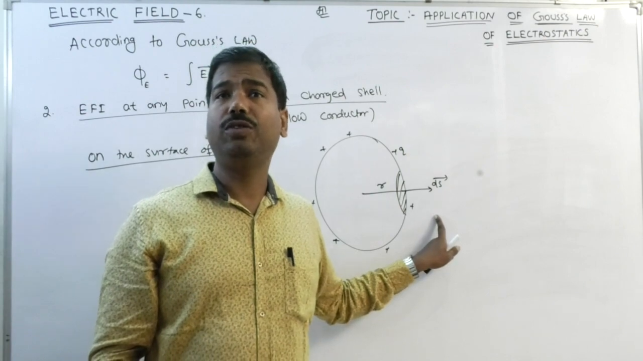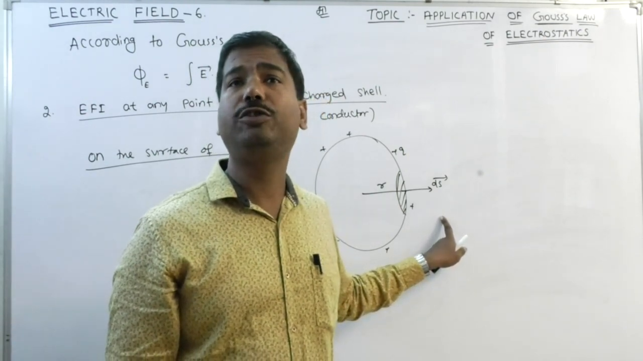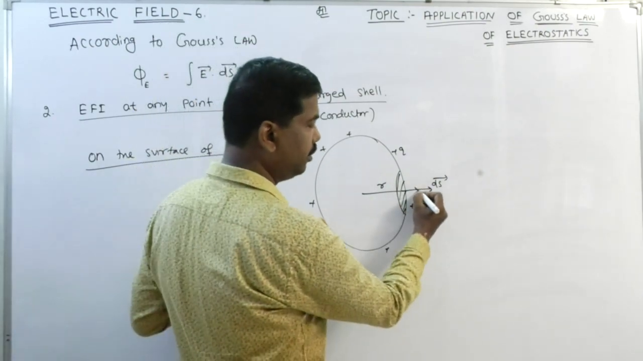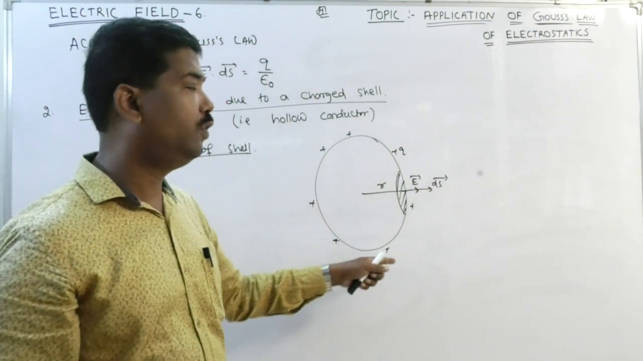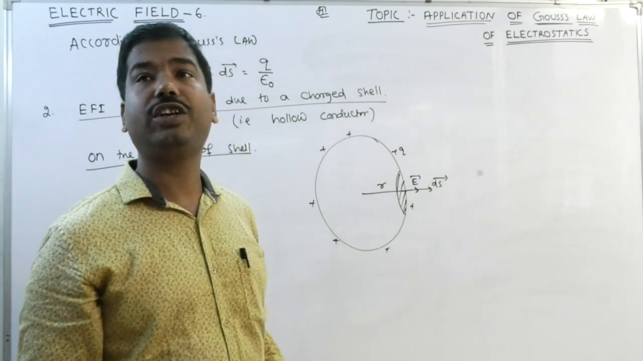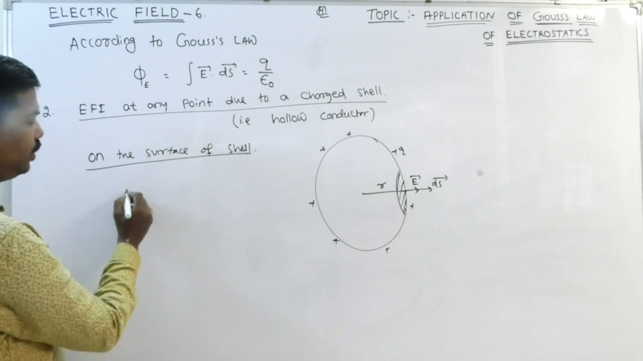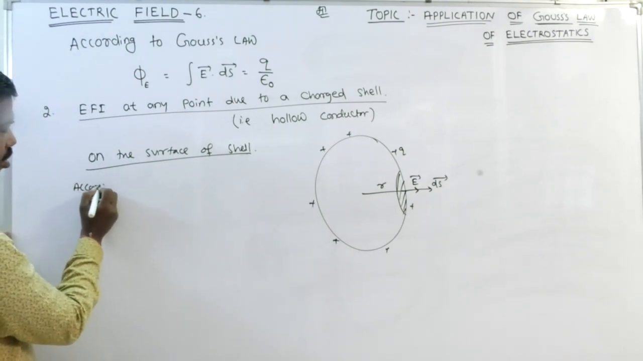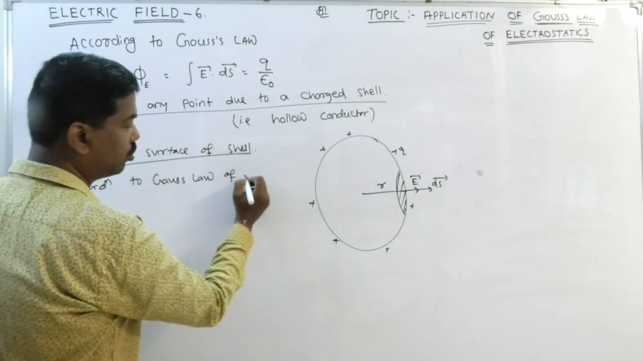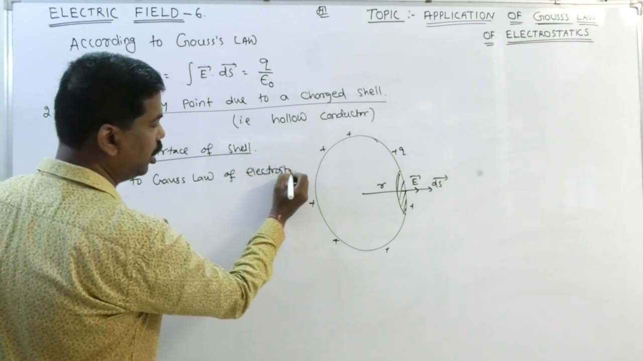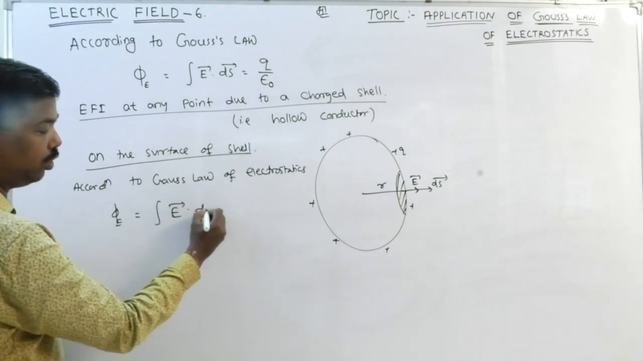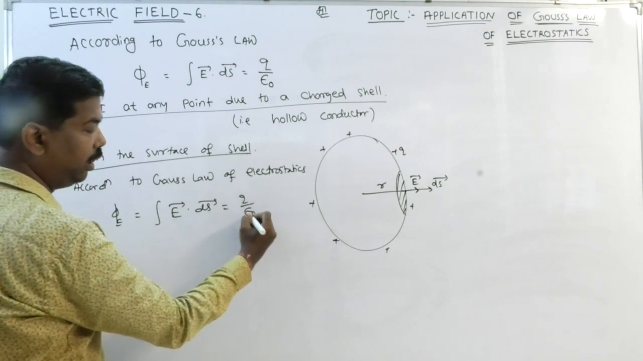That area vector, as we know, is always directed normal to the surface, and the electric field is also normal to the surface, because for a spherical conductor electric field lines are perpendicular to the surface of the conductor. Hence E vector and ds vector are parallel. So on the surface of the cell, according to Gauss law of electrostatics, electric flux linked across it is equal to E dot ds is equal to Q by epsilon 0.